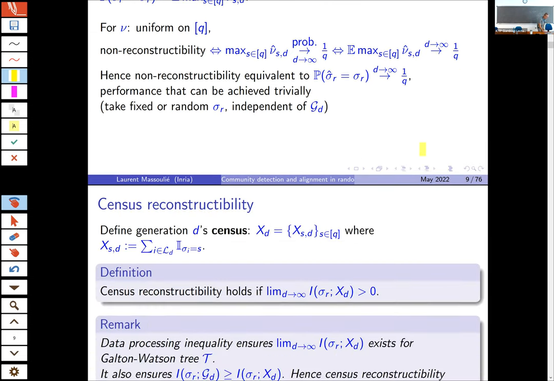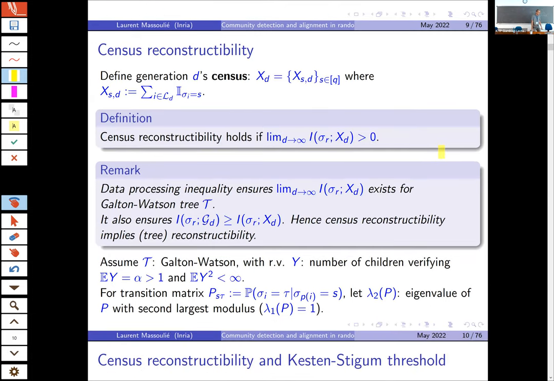So let's consider a second kind of reconstructibility property, which we call census reconstructibility. This is the same question: can we guess the spin at the root? But we give ourselves less information. Instead of having all the details about the tree down to generation D, as well as the individual spins at generation D, we get summaries. We get the census of how many individuals down at generation D have a particular spin. So we get a q-dimensional vector of spin counts at generation D. So, less information. We say census reconstructibility holds if the mutual information between the spin at the root and this lesser set of information goes to something positive, and census non-reconstructibility holds if it goes to zero.